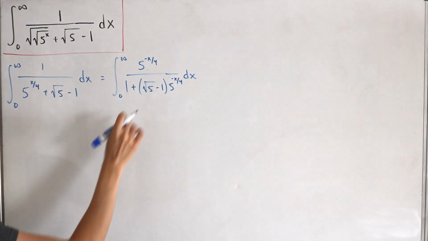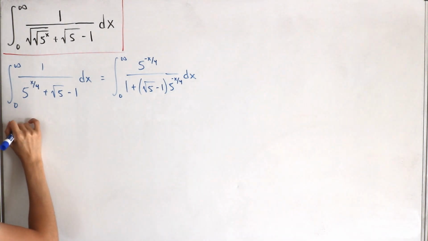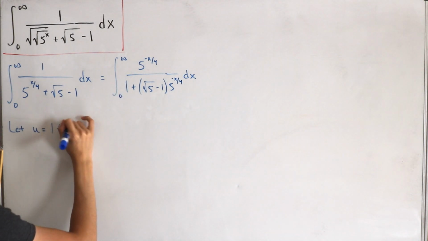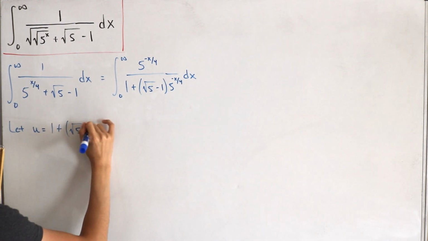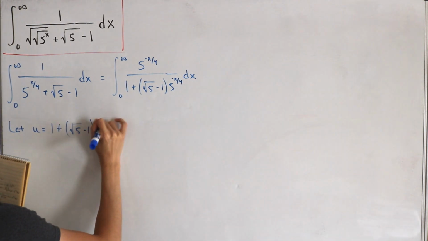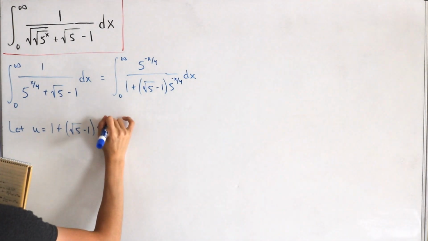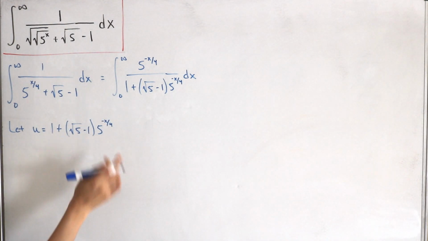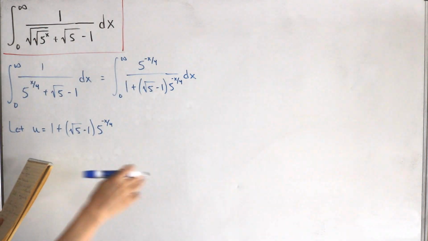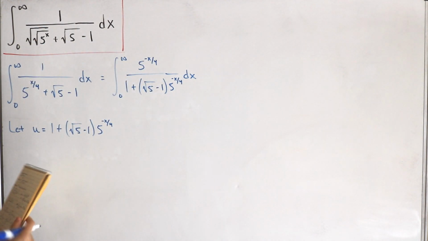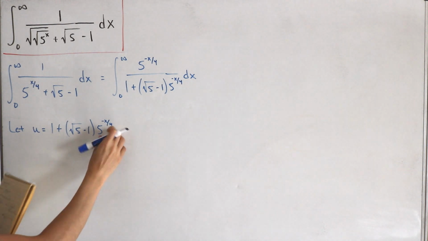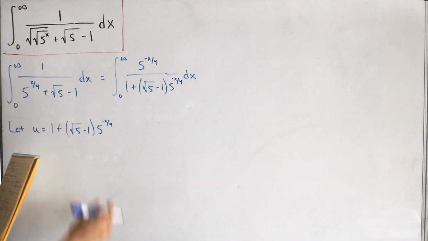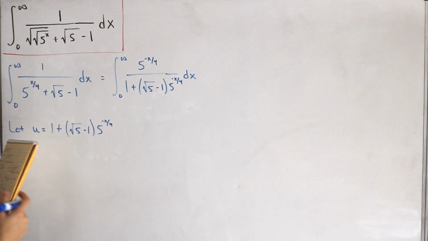So let's suppose that we let u equal the denominator. So we have 1 plus the quantity square root of 5 minus 1, multiplied with the 5 to the negative x over 4. If I take the derivative, then with a constant raised to a variable, we know the standard derivative of that. It's just the same thing, times the ln of your base. Then don't forget to multiply with the derivative of your exponent.